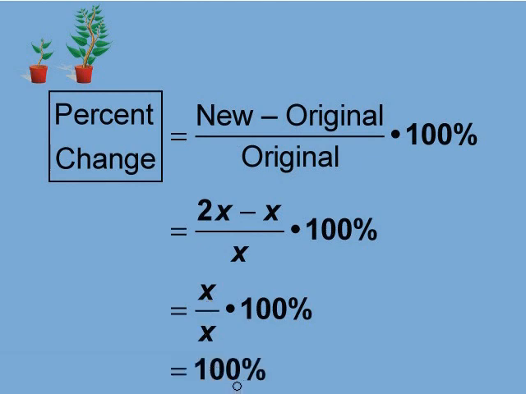So when a quantity is doubled in value, or multiplied by 2, the percent increase is 100%, not 200%. It's important to remember this distinction. Let's look at another example.